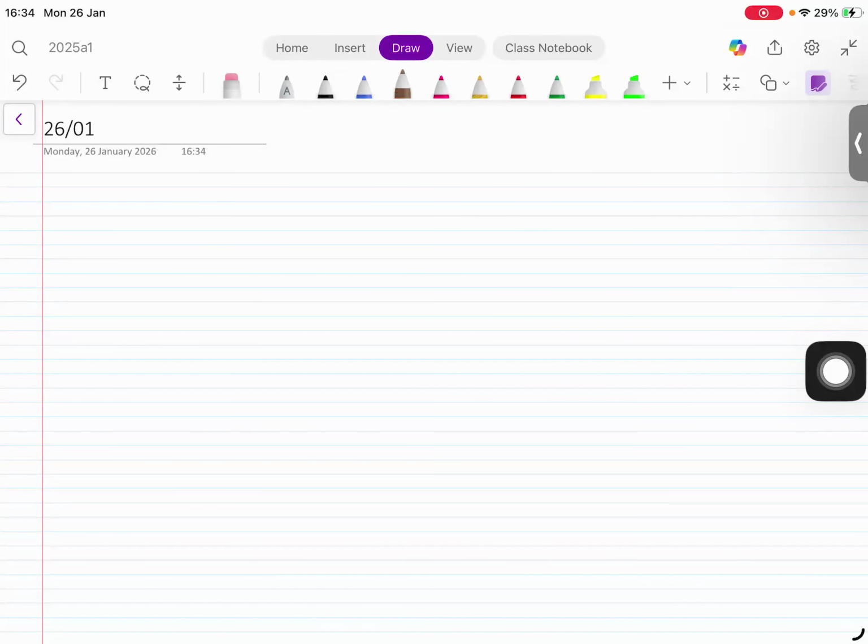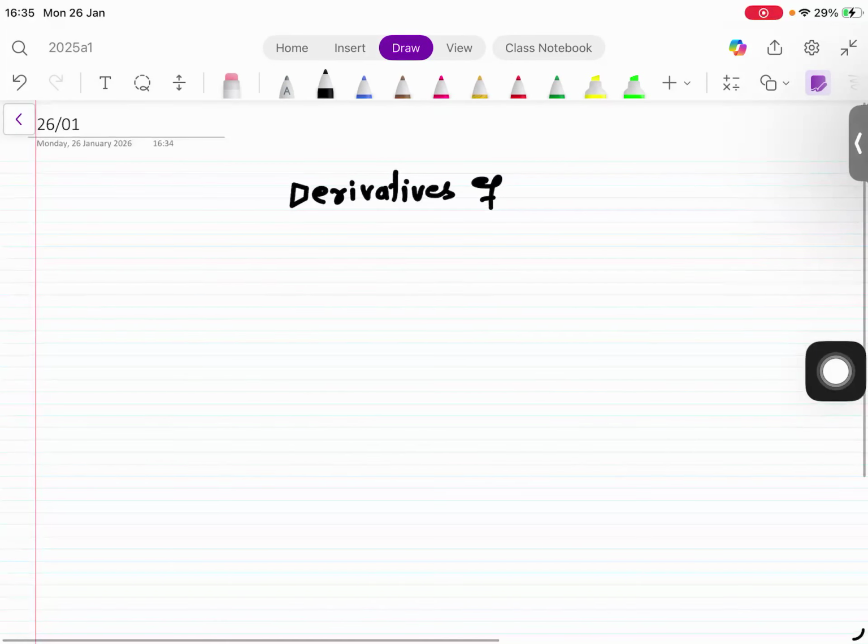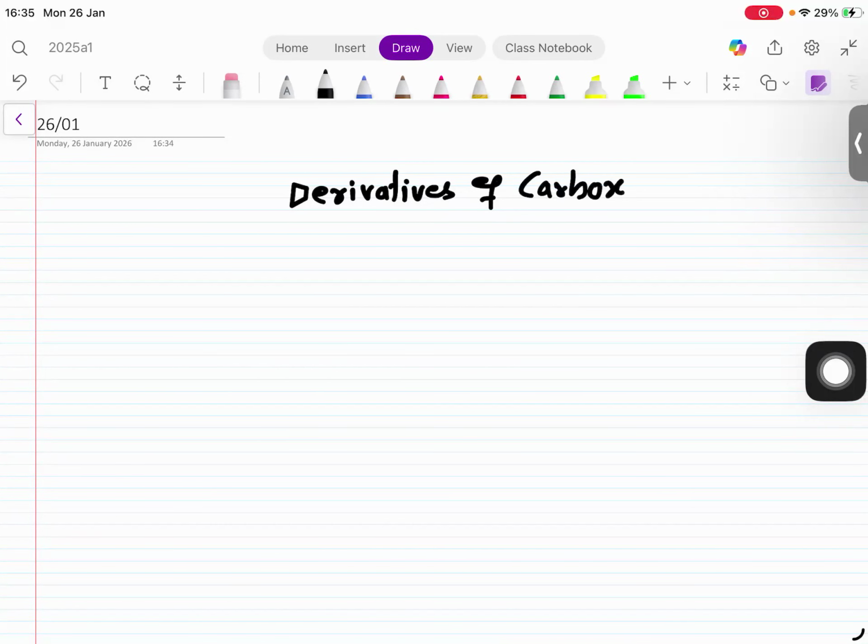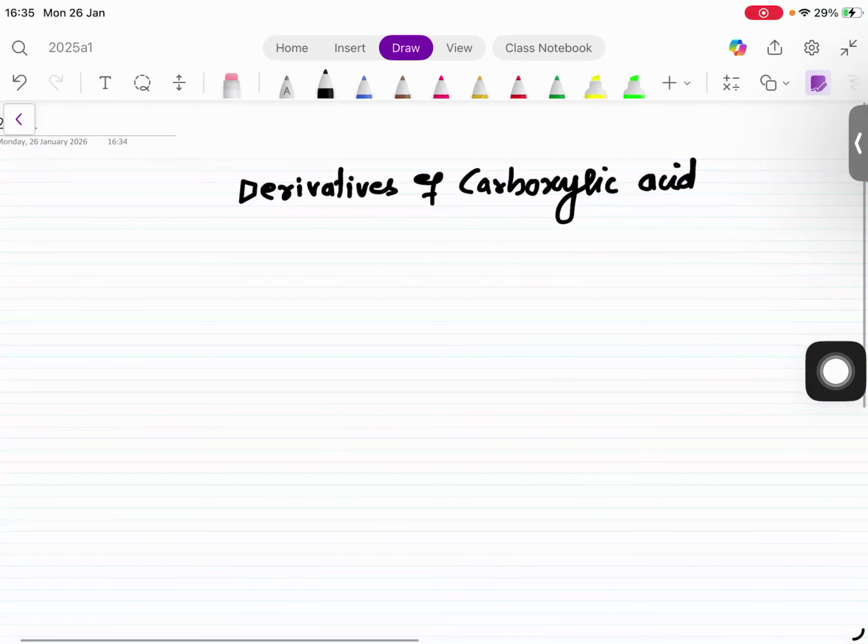Okay, today we're going to discuss derivatives of carboxylic acids. This is a chapter as we started in the last class, that is carboxylic acid and its compounds. And today we are going to discuss the derivatives of carboxylic acid.